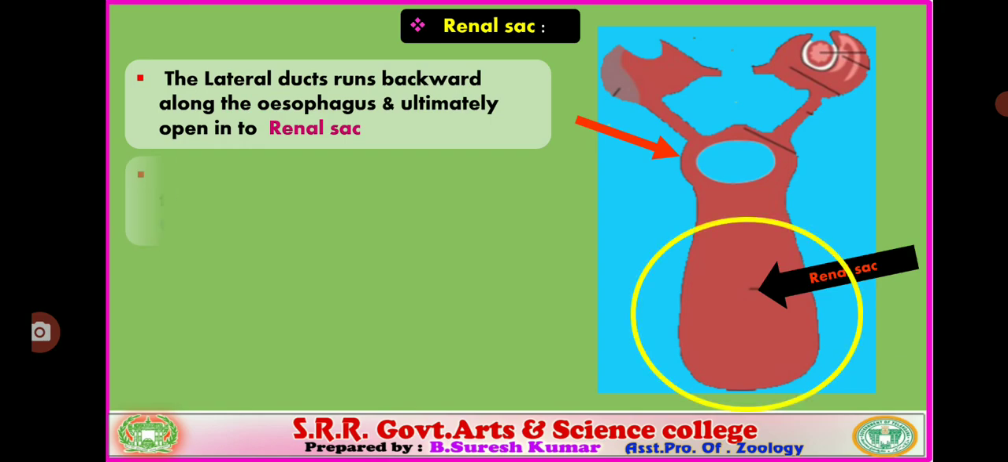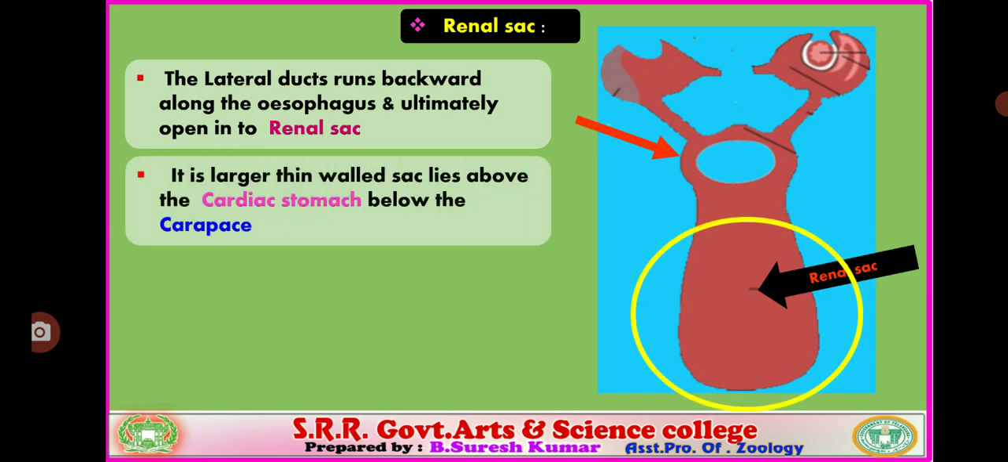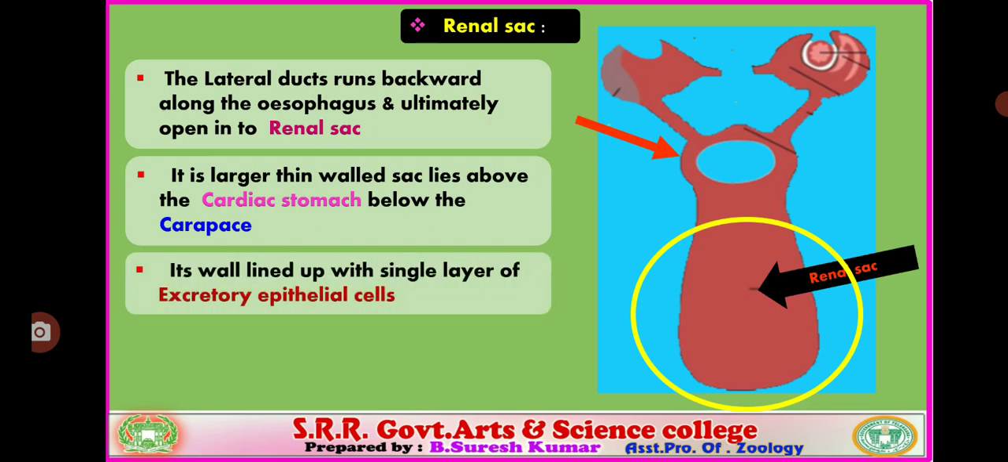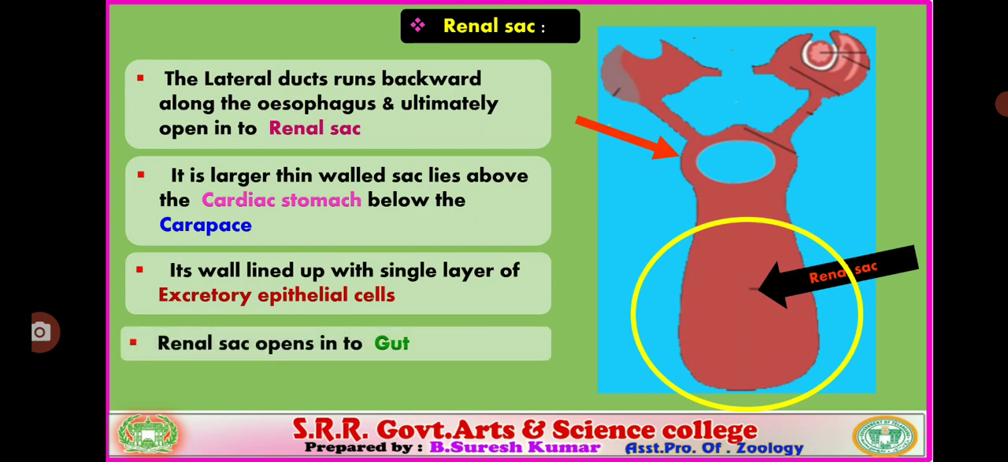So this is the renal sac, and it is a larger thin-walled sac that lies above the cardiac stomach and below the carapace, and ultimately the renal sac opens into the gut. It is lined with a single layer of excretory epithelial cells, and they open into the gut. So the excretory material and excess water are released into the gut. So it is for osmoregulation purpose, right?